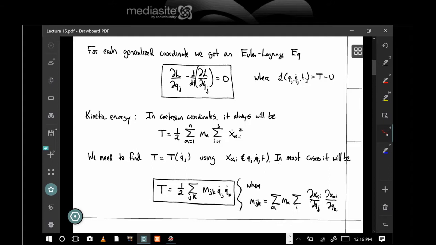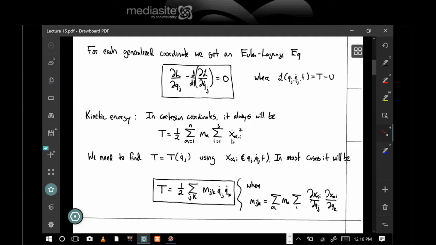Now, how do I get the kinetic energy? Well, the kinetic energy I'm just going to get from the Cartesian coordinates. In fact, it will always be. So again, I have to sum over the particles and the x dot, y dot, and z dot for all those. So this basically is the Cartesian representation of that. Looks a little complicated, but it's actually fairly straightforward.